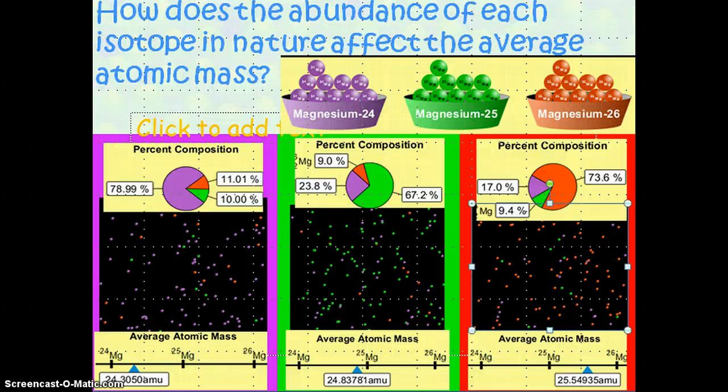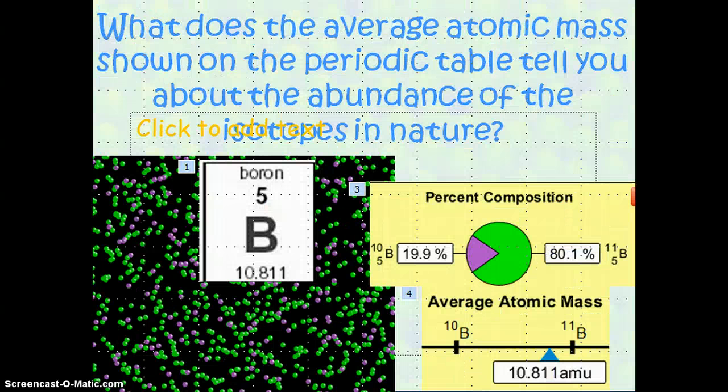All right, and then moving on to the last one, we see that we have the most magnesium 26. And again, the average mass is closest to magnesium 26. So however many you have, the most of, that's what's going to be closest to the average mass that's on the periodic table. So if you're just looking on the periodic table, you can learn a lot about what isotope is probably the most abundant for that element.